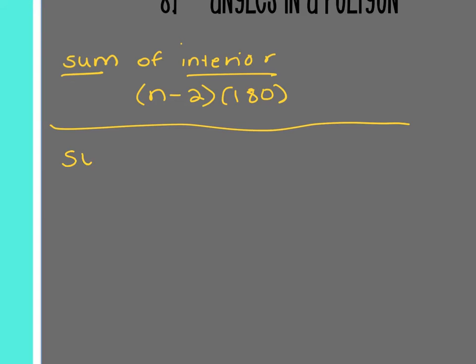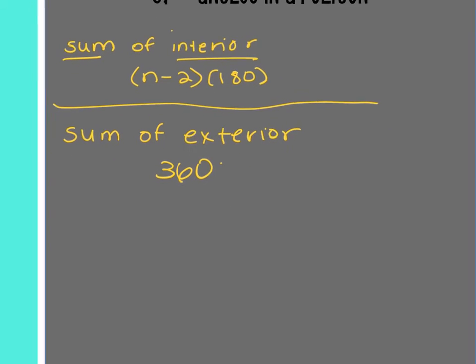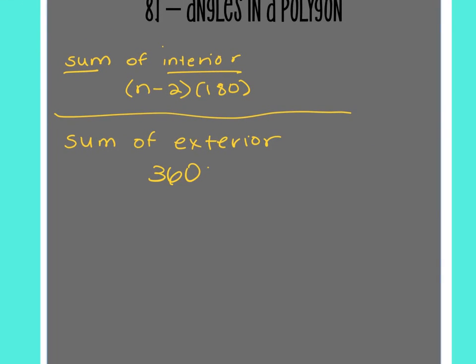Okay, then we had sum of exterior, 360 no matter how many sides, right? Sum of the exterior. Can't find it. Dude, all the way down. Just read the. Oh my god.